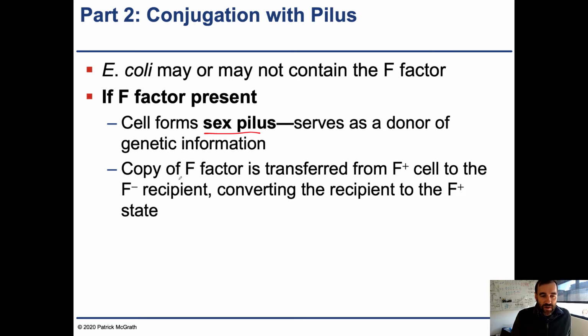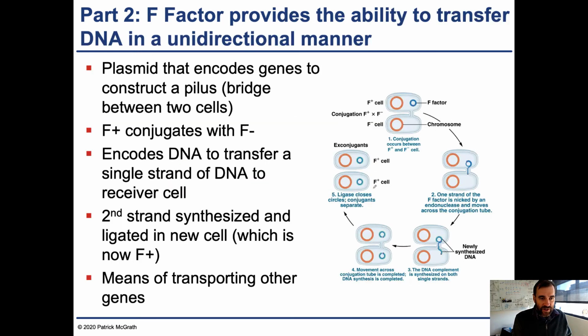Importantly, the F factor is also transferred from the F plus cell to the F minus recipient. What this does is convert the recipient to the F plus state. So it becomes viral, where you're able to spread the F factor. This is part of the reason why the F factor can spread so readily: every time it conjugates, the F minus cell is converted to an F plus cell, and then that cell is also able to undergo conjugation.